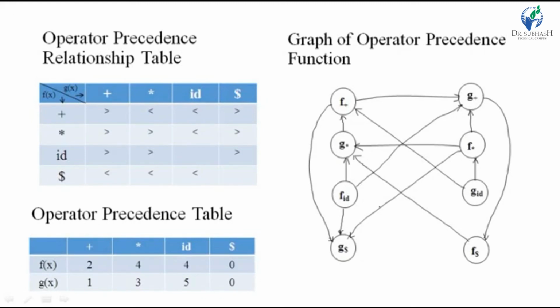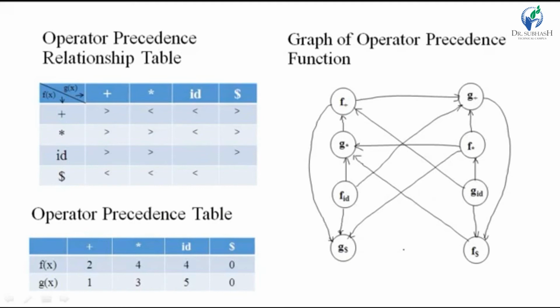Next, F dollar to GID. GID is highest precedence. F dollar, G dollar, there is no relation. So this is your graph of operator precedence function.